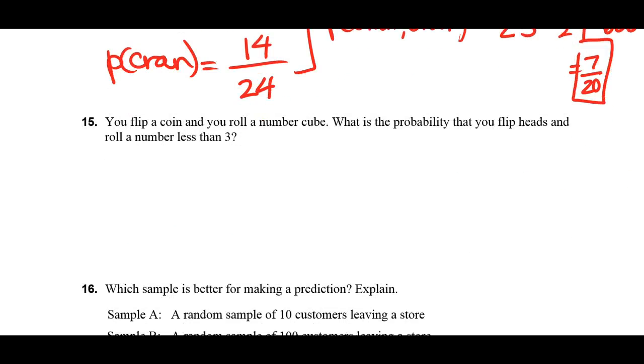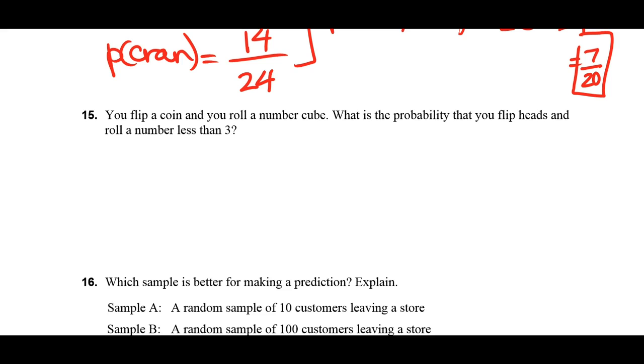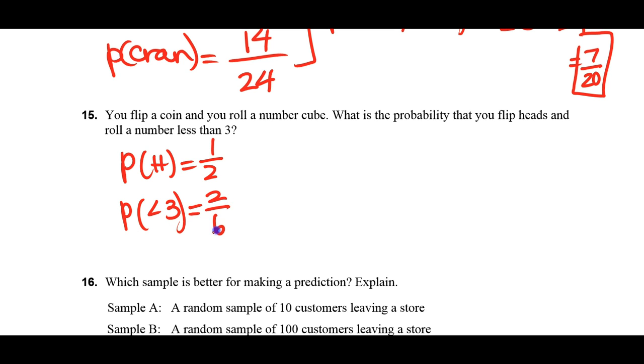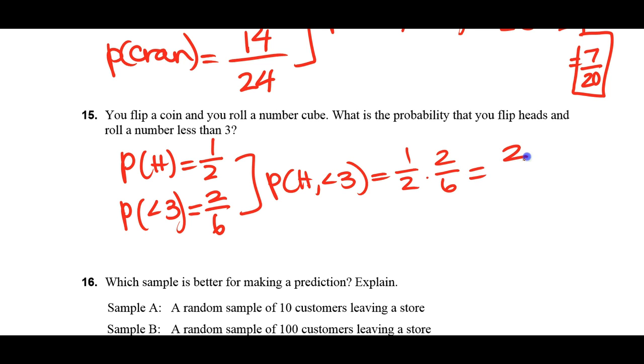And number 15, you flip a coin and roll a number cube. This is independent compound probability. So what is the probability that you flip heads and a number less than 3? So the probability of heads is 1/2. And the probability of less than 3, the numbers that are less than 3 are 1 and 2. So that is 2 out of 6. When multiple things are happening, you multiply their probabilities. And 1/2 times 2/6 is 2 out of 12, which simplifies to 1/6.